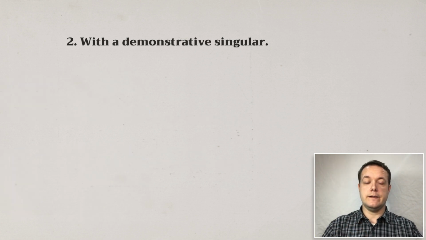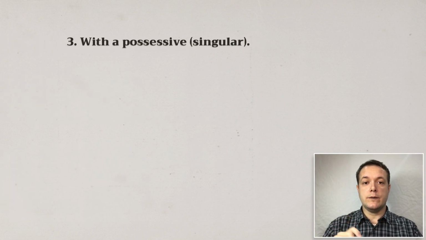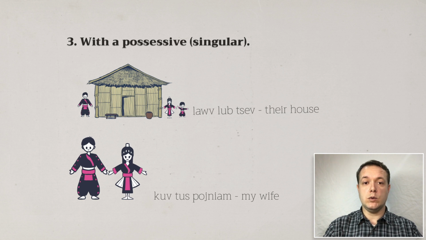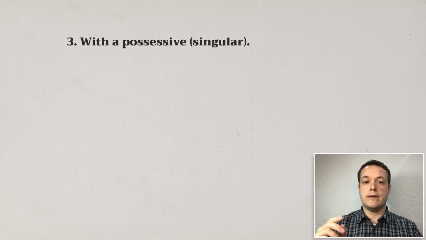Lo dong di, that mountain over there. Number 3, with a possessive, always in the singular. So when you're talking about something that belongs to somebody, but you're talking about one thing that belongs to somebody, we would use a different specific classifier, jaw, when you're talking about multiple things. But that's for another subject. So let's look at an example. Le, lo jay, their house. Gu, to po nia, my wife. So we're referring to one thing that belongs to someone.